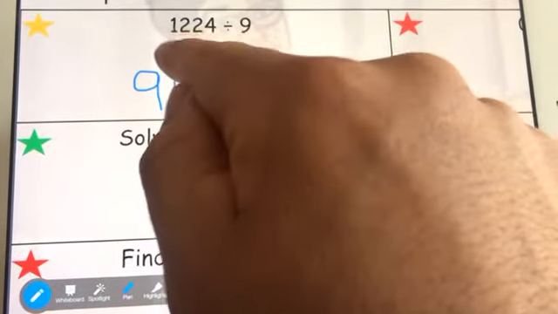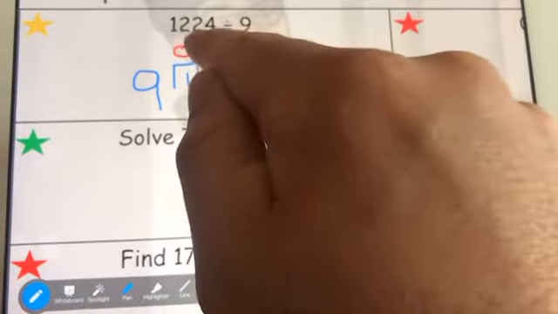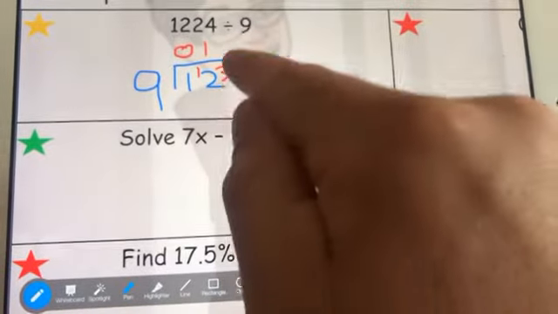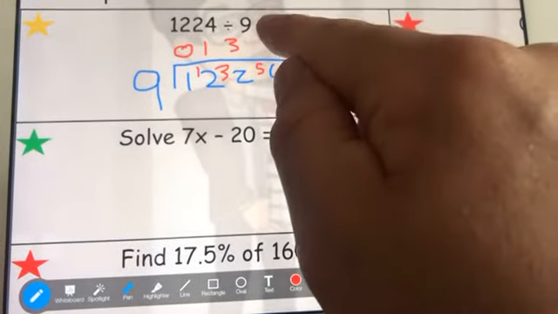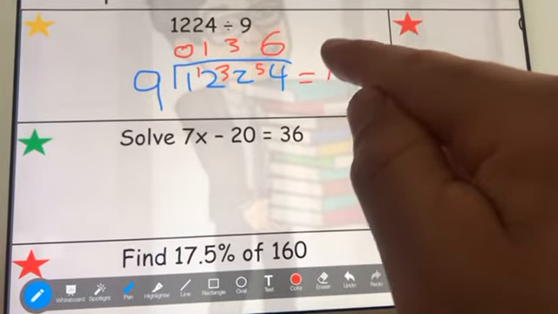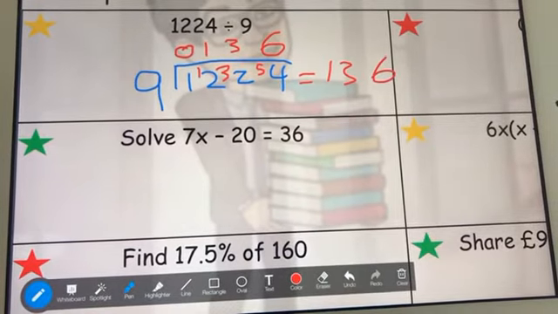9 doesn't go into 1, so I carry the 1 over. 9 goes into 12 once, remainder 3. 9 goes into 32 3 times, remainder 5. And 9 goes into 54 6 times. So my answer is 136, so 2 points on the first one.